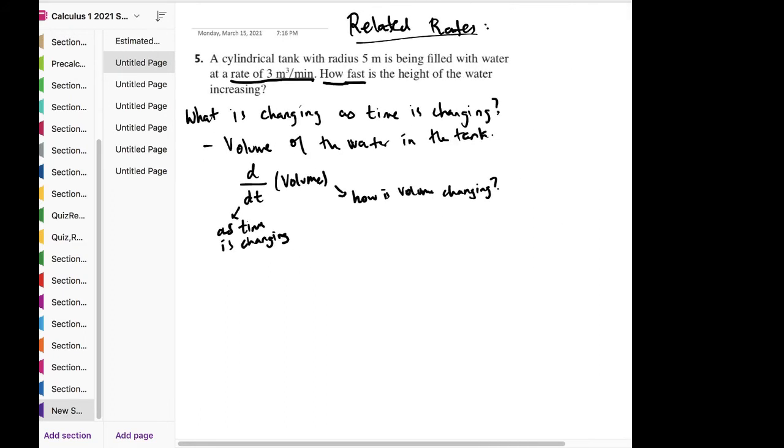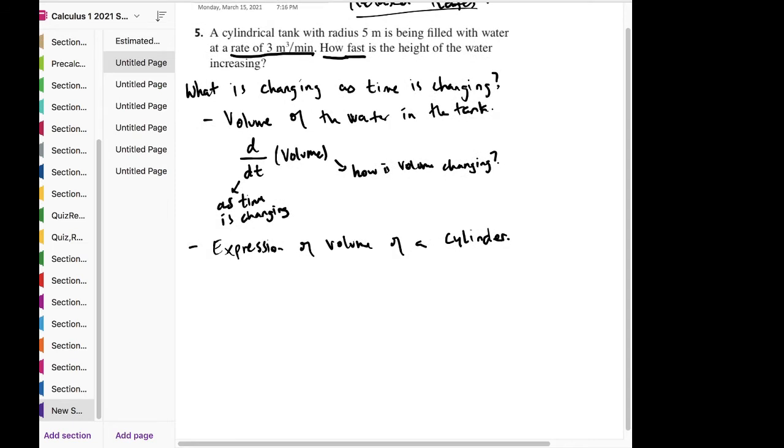So let's do it. We need to find an expression of volume of a cylinder. Anyone remember the volume of a cylinder? Yeah, pi r squared times height. And if you don't remember that formula, it's not a hard one to forget.